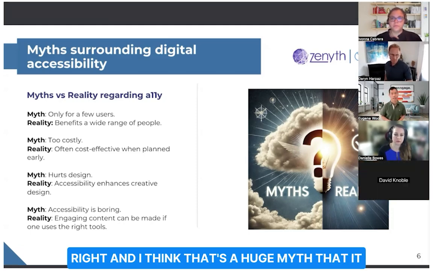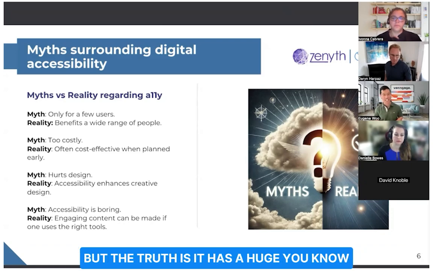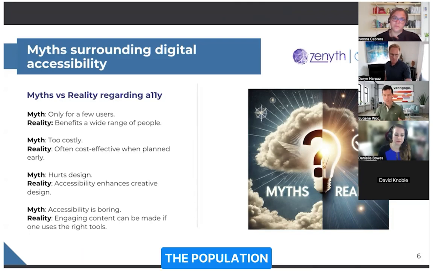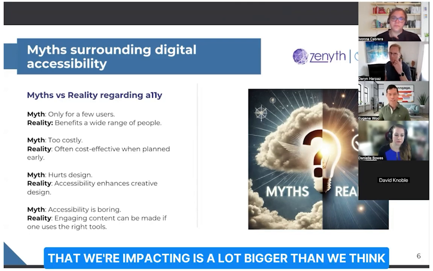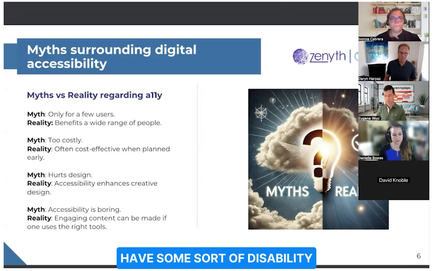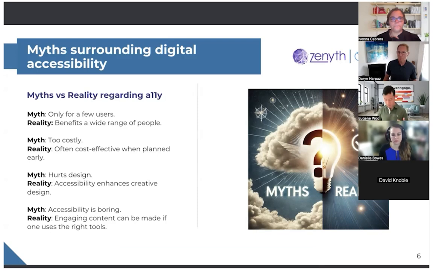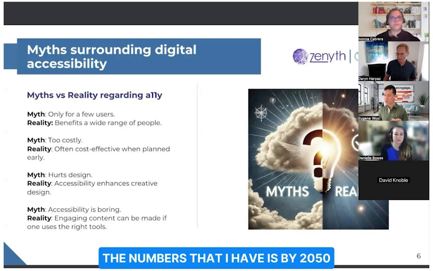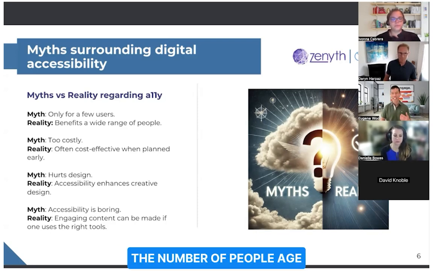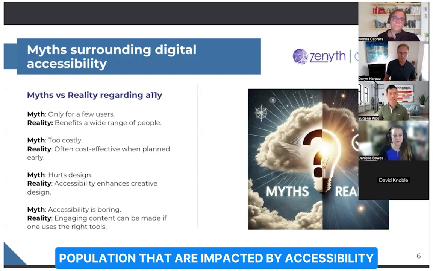And I think that's a huge myth, that accessibility only impacts a few people. But the truth is, the population that we're impacting is a lot bigger than we think. Recent stats say that 15% of the world's population have some sort of disability. And if we add in the aging population, this number is even bigger. The numbers that I have say that by 2050, the number of people aged 60 and above is projected to reach over 2 billion people. So it's a huge population that is impacted by accessibility.